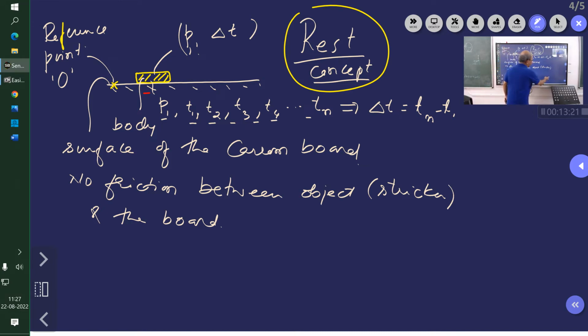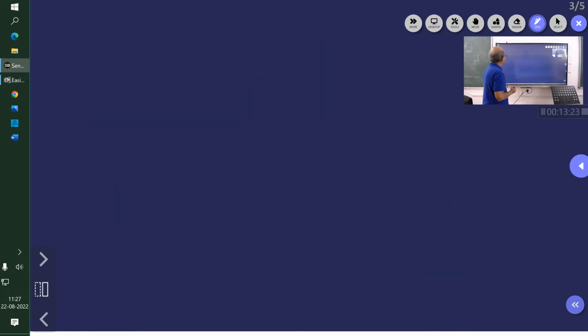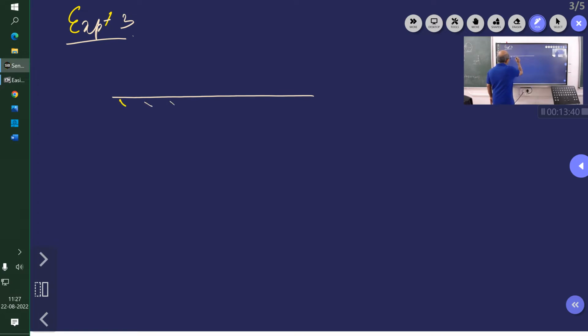So what is our third experiment? Well, our third experiment again was the same, that is, an extension of experiment number 2. Again, we have taken the carom board. These lines indicate that the carom board is rigid, I mean, it is fixed.